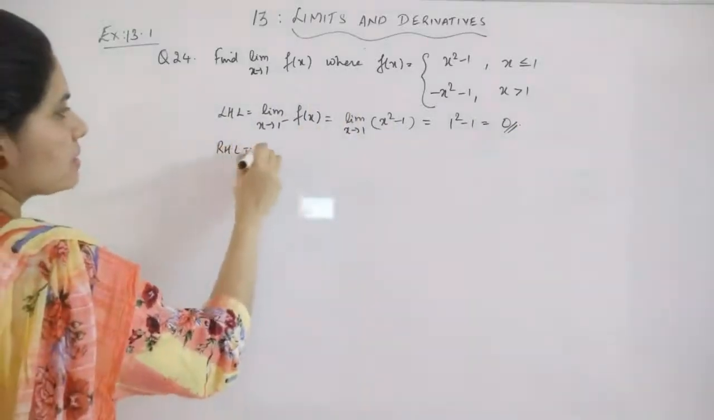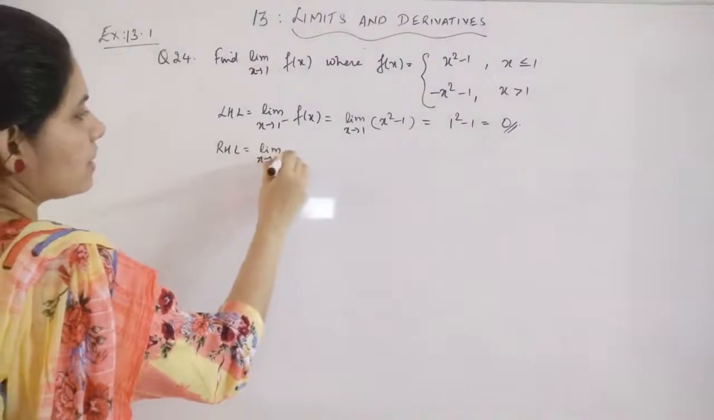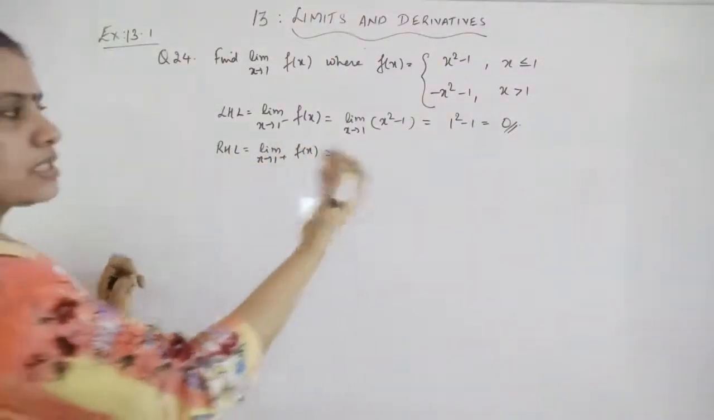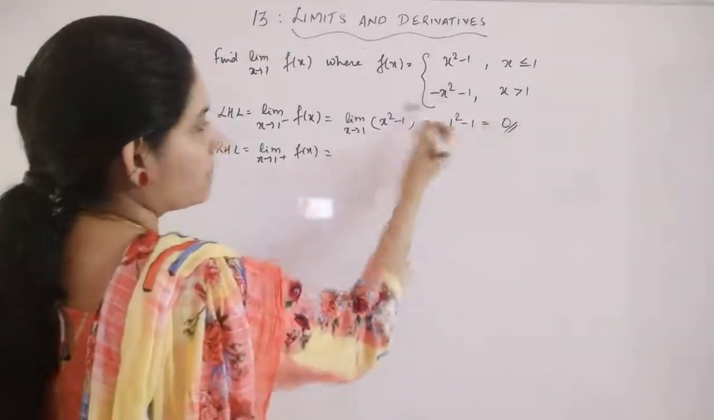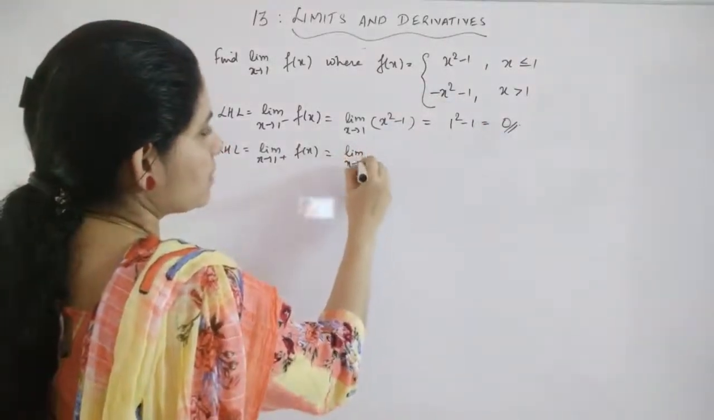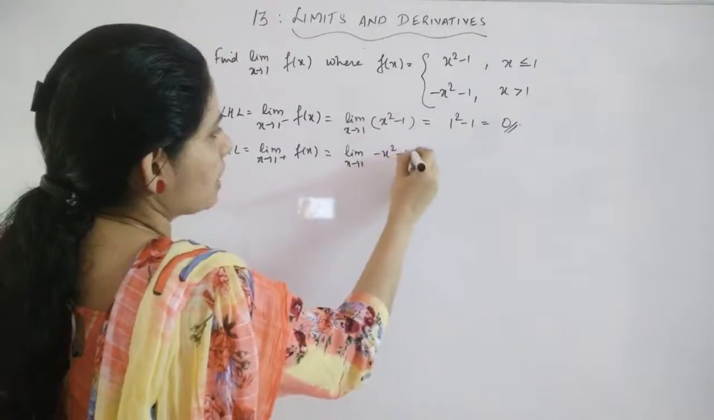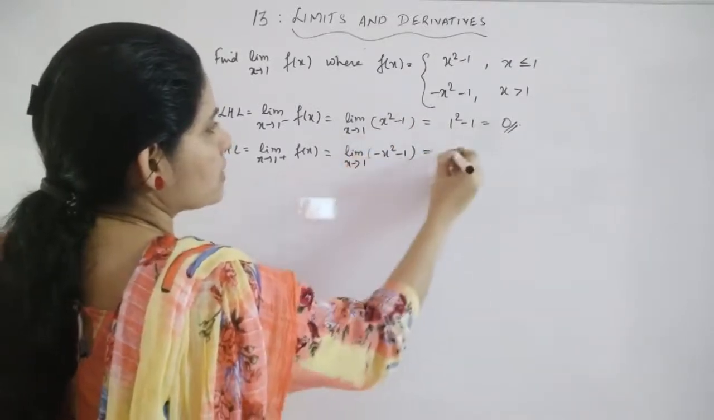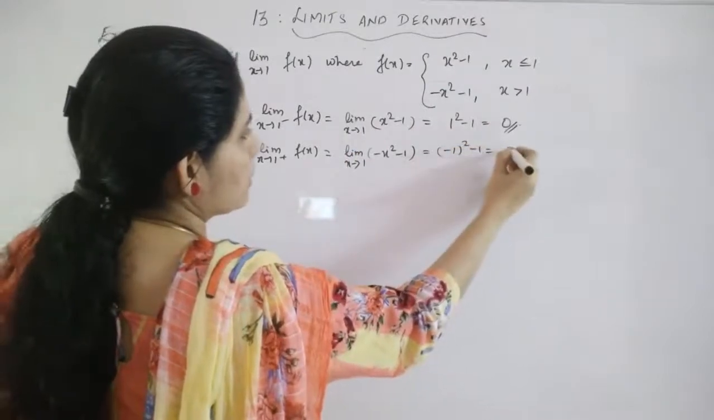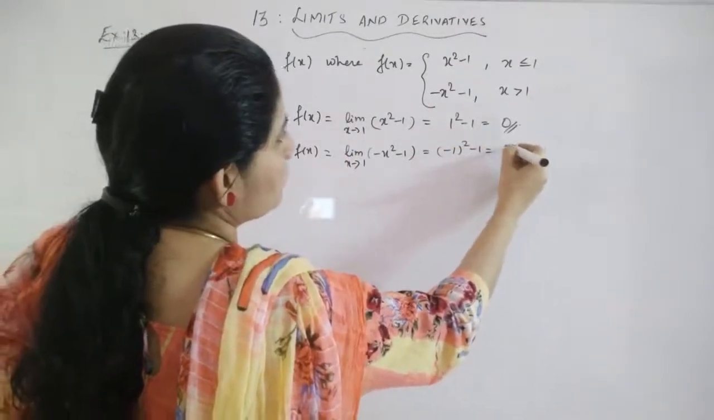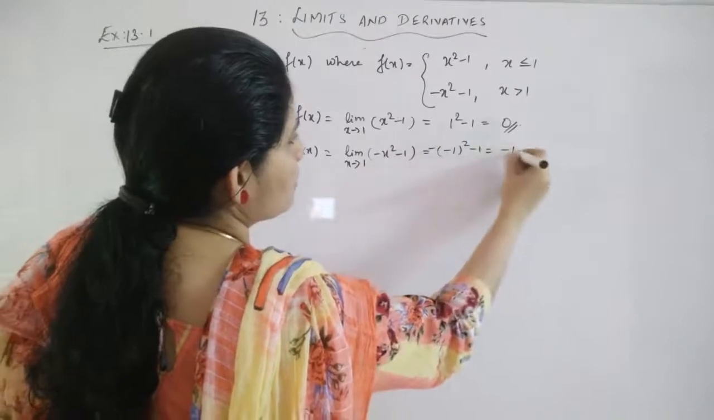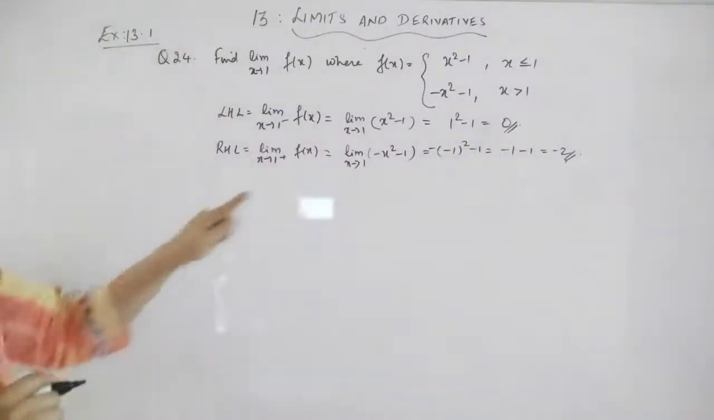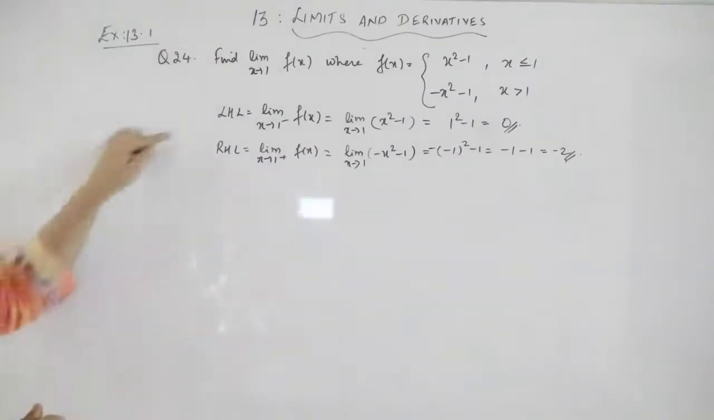Now the right hand limit will be limit x tends to 1 plus f of x. Again the meaning is from the right side of 1, so it is greater than 1. So you have the function to be limit x tends to 1 of minus x square minus 1. Now again replace the value of x with 1. What you will get? Minus 1 the whole square minus 1, that is minus of minus 1 the whole square. So you will get minus 1 minus 1, which is minus 2. So you are getting the right hand side as minus 2 and the left hand side as 0.